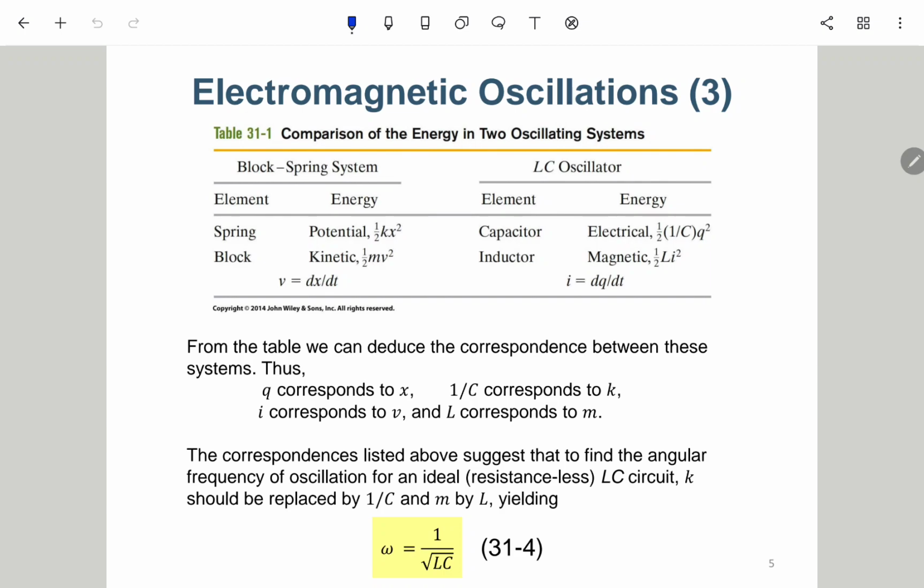Here we try to compare this LC oscillator with the block-spring system. I usually learn it as a spring-mass system, so they should be referring to the same thing. Spring-mass system and block-spring system. So this mass is actually the block, and this is the spring.